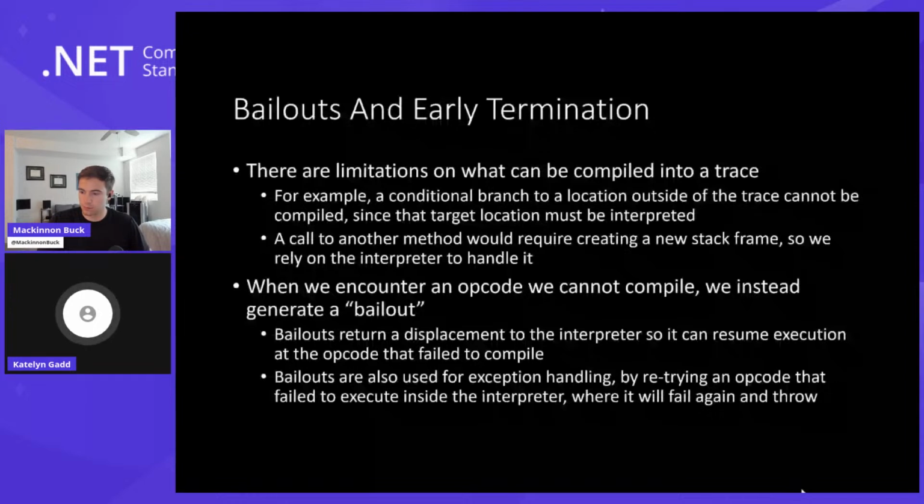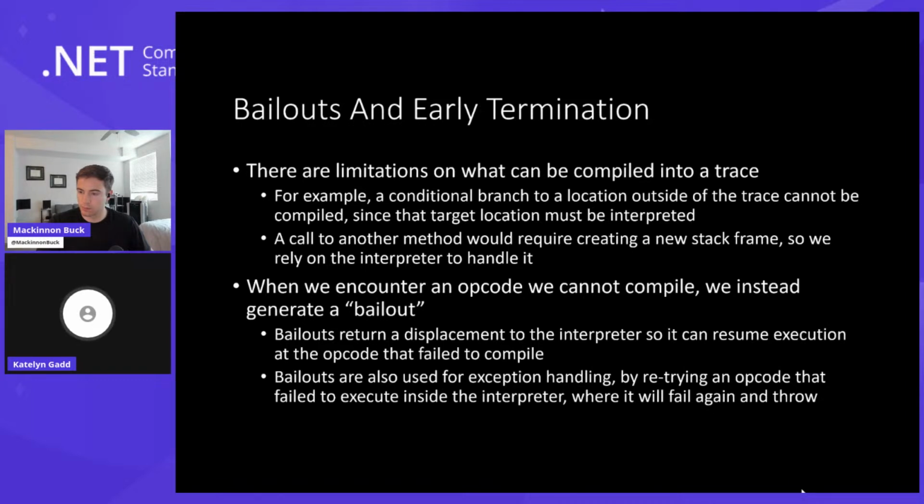Similarly, if you're going to call another method, that would require creating a new stack frame. We'd have to pass arguments around. So likewise, we hand that off to the interpreter. We exit the trace. When we encounter these scenarios where you can't compile the opcode, we generate something called a bailout instead. A bailout essentially is a little return statement inside the trace. And what it does is it returns a displacement value to the interpreter. That tells the interpreter exactly where to resume execution, so that a trace can exit 2 opcodes in or 100 opcodes in and everything will work correctly.